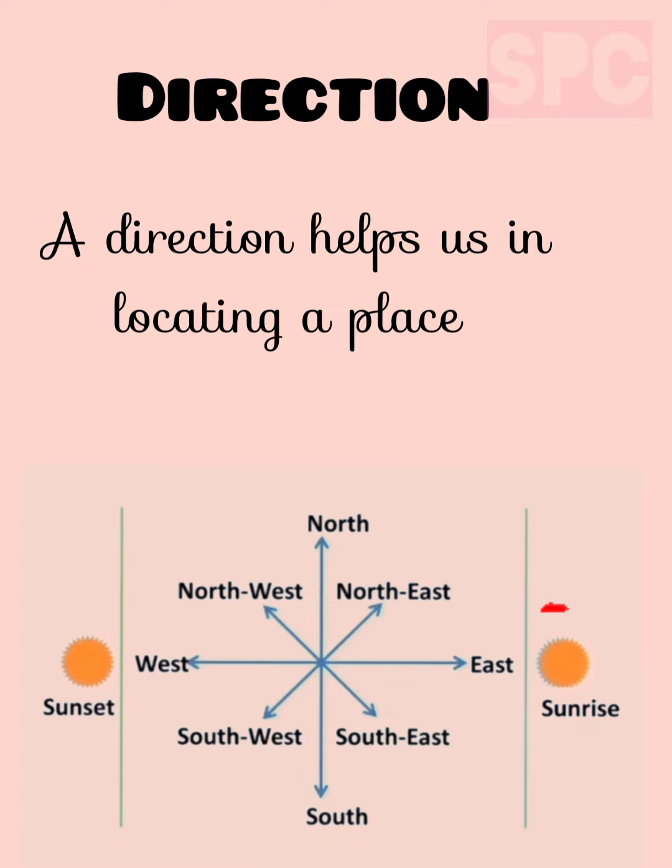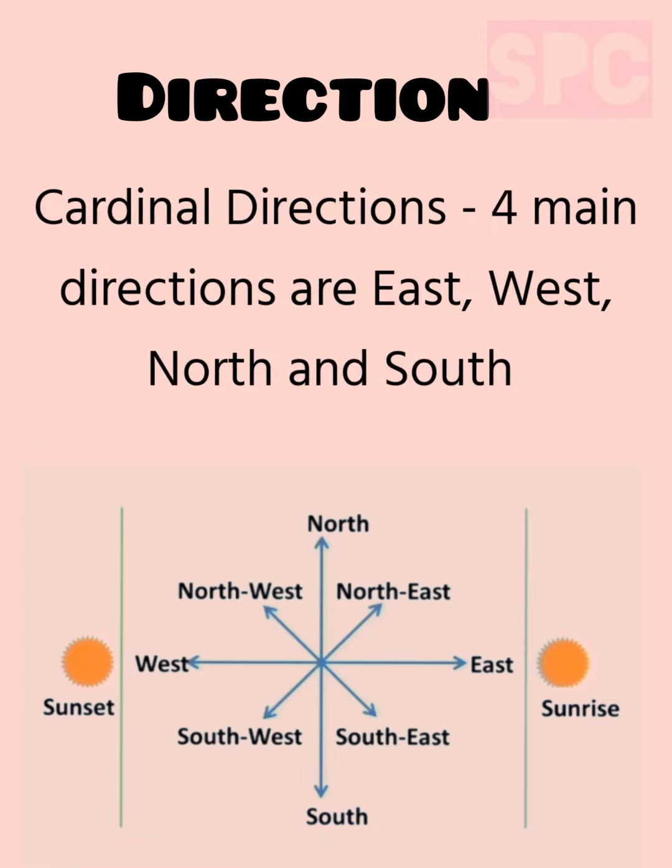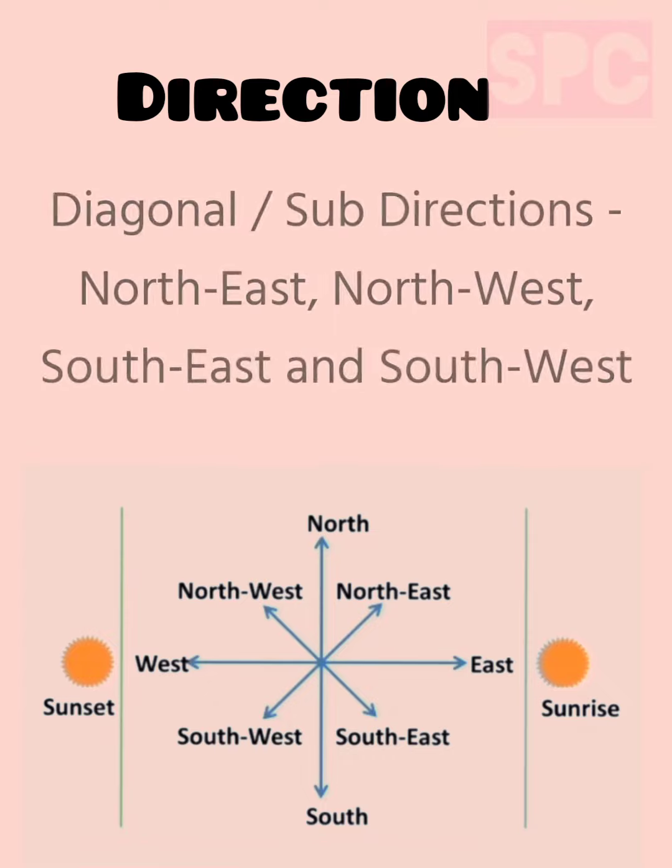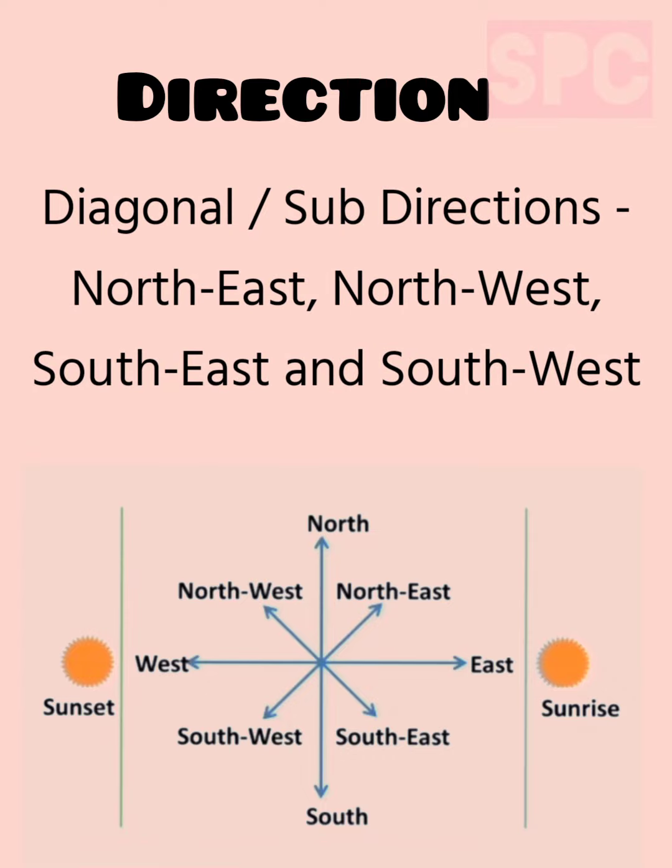Students, we all know that the sun rises in the east and sets in the west. So, if we stand facing in the direction of east, from where the sun rises, the west direction will be at our backside. And on the left hand side, we'll have our north direction, and on the right hand side, we will have south direction. These four directions are called cardinal directions. There are four diagonal, or you can say sub-directions as well. They are northeast, northwest, southeast and southwest.